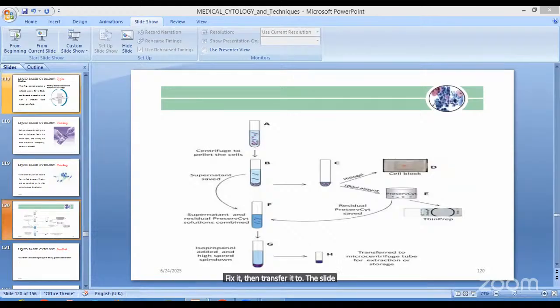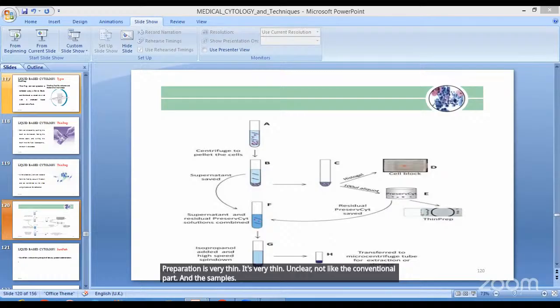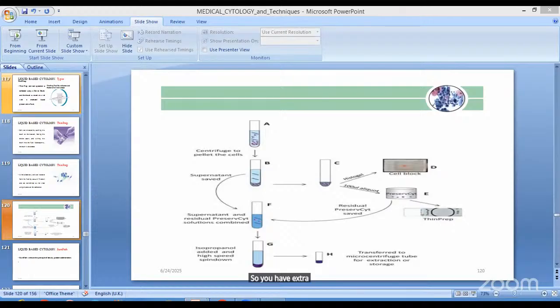At the end of the day, you can see the ThinPrep preparation. The slide preparation is very thin and clear, not like the conventional PAP. And for the remnants of the sample, you add Histogel to it to make it like a cell block. So you have extra sediment to use for cell block and other ancillary testing.